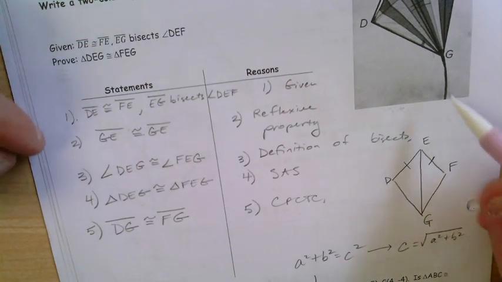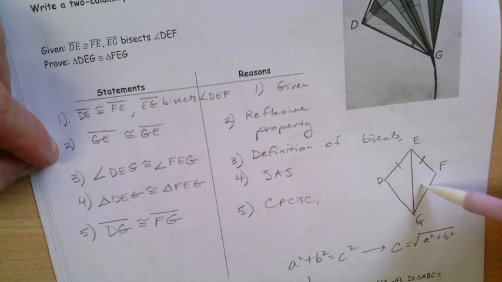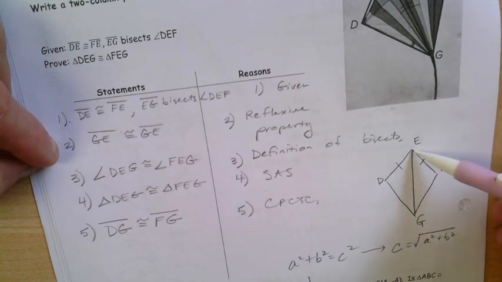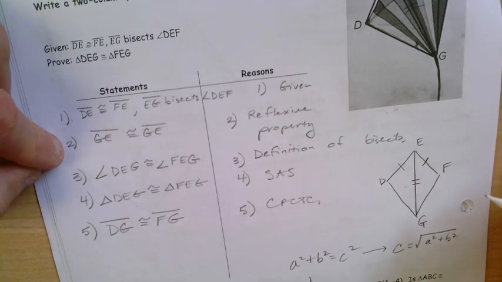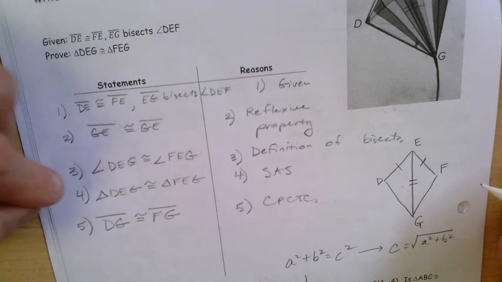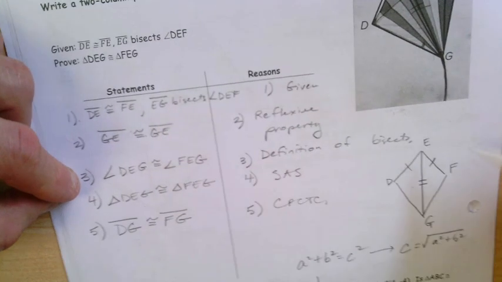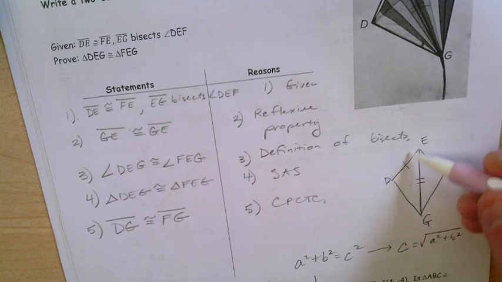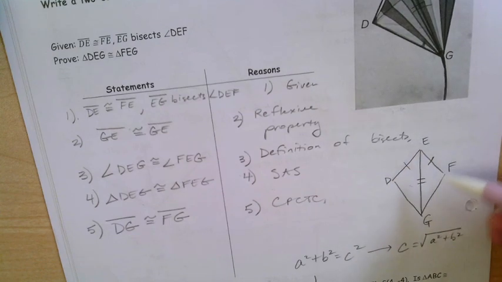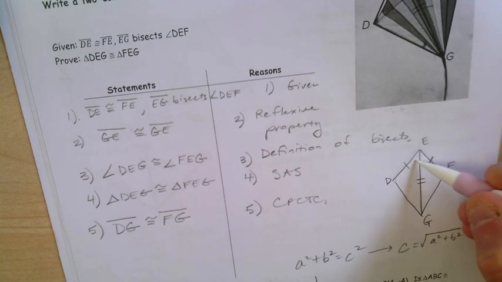So what I did was when I was looking at this proof, I noticed that this segment was shared between both triangles. So I marked it congruent to itself by the reflexive property, okay? So GE is congruent to GE by the reflexive property. Now from here, I went back to my proof and I saw this word bisects, okay? So if GE is bisecting angle DEF, what's the result? Well, if I cut this angle in half, I've got 2 equal parts of the angle.